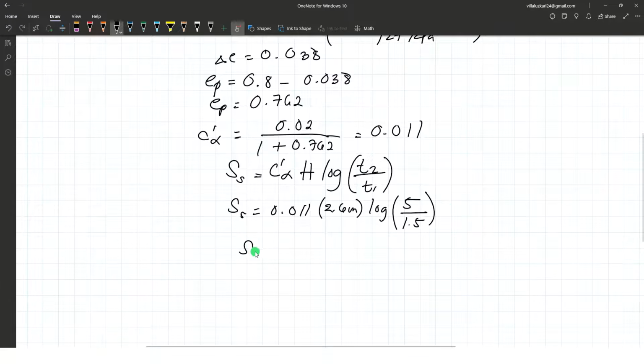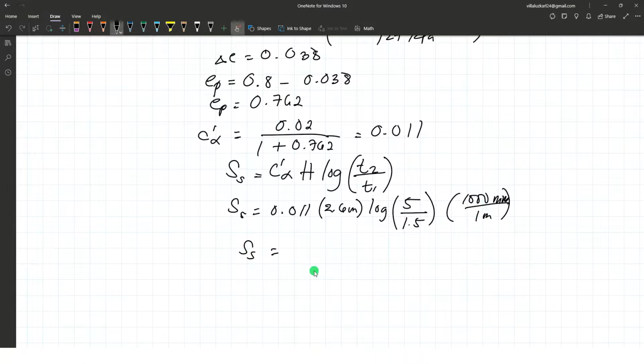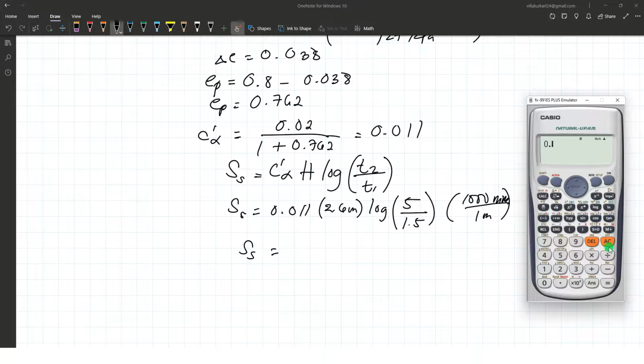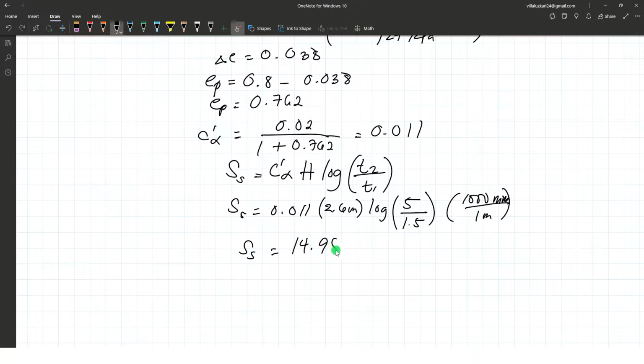So matitirang unit is in meters, you multiply it by 1,000. So let's compute this. 0.011 times 2.6 logarithm of 5 over 1.5 multiplied by 1,000. Okay. The answer is 14.95 millimeters.